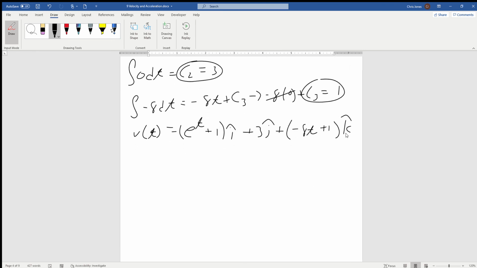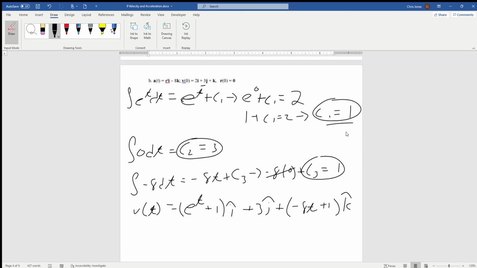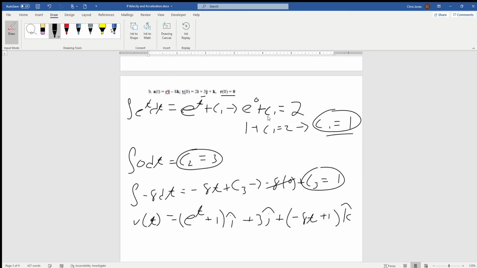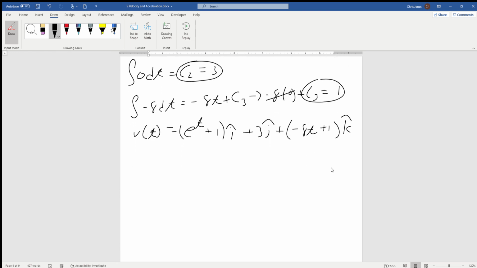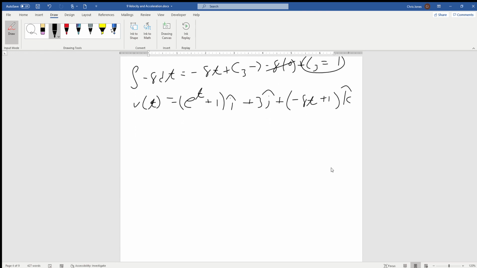Now we have to find the position function. All right? And then we're just going to integrate again. And we know that this time r of 0 is equal to the 0 vector. All right? So everything's going to be equal to 0. Once we start computing, that doesn't mean the c's are going to be automatically equal to 0.